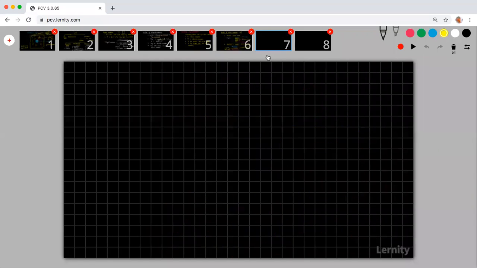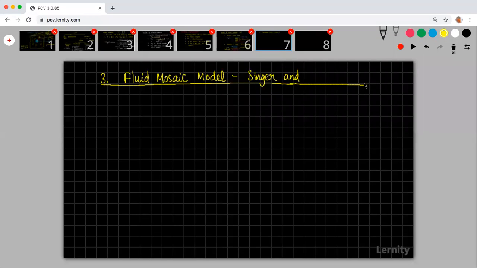Okay, so now going on to the third model, which is the most accepted model. We call this the fluid mosaic model. This was proposed by two scientists, Singer and Nicolson. Singer is a scientist's name, and Nicolson is a scientist's name. These two gave this model, which is called the fluid mosaic model. Someone is asking for slide 6. I'll just show it for a while.